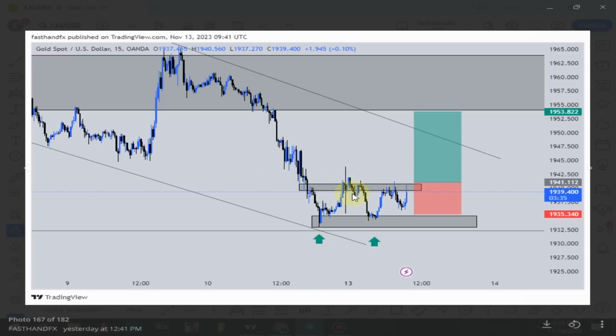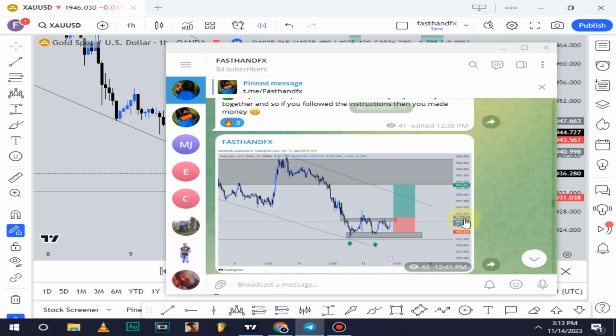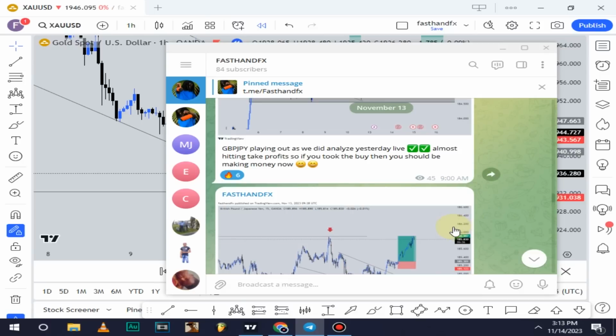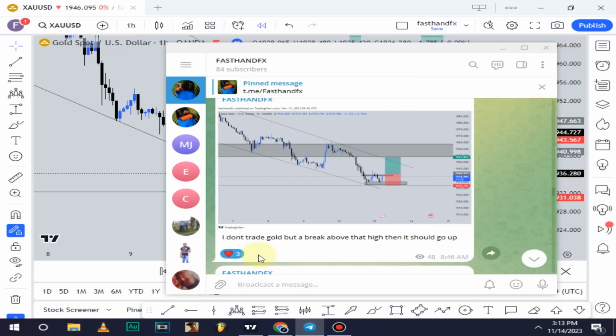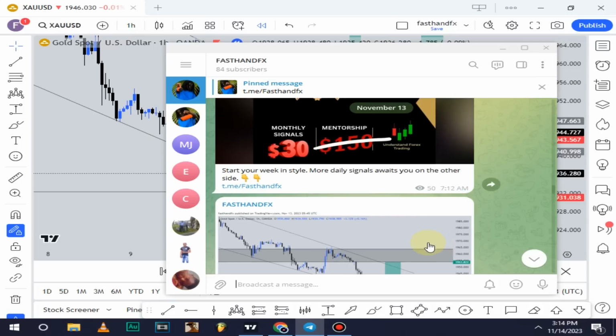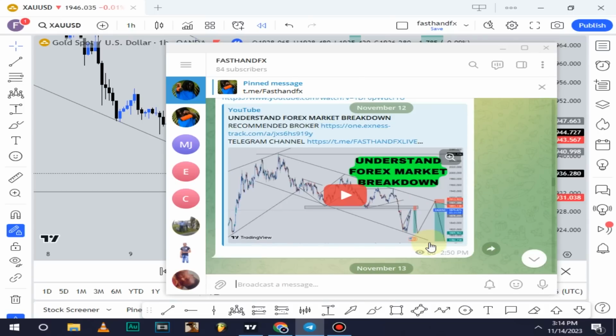You go for buys, it drops down. Go for sells, it goes up. So that is it. As long as you understand the manipulation, then everything should be easy for you, right? Alright, so this is it. I said I don't trade gold, but if it breaks above that high, then it should go up. I did make this analysis, I believe, the day before yesterday.